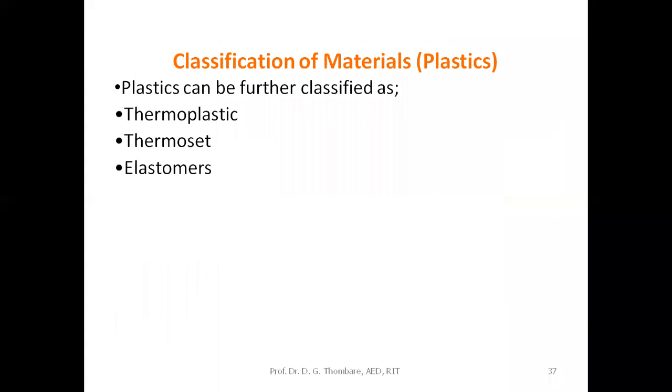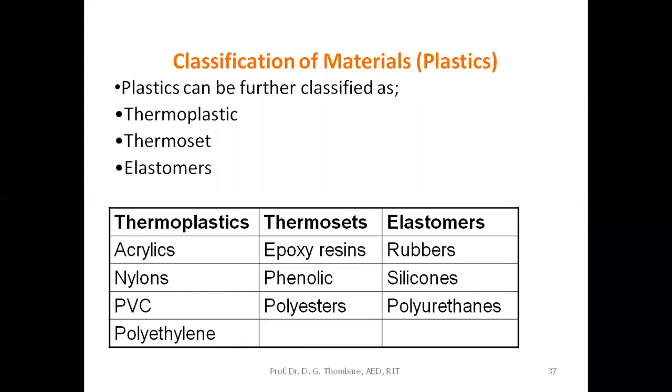So there is a large variety of materials. We'll start with plastic. Plastic can be classified into three basic categories: thermoplastic, thermoset, and elastomers.